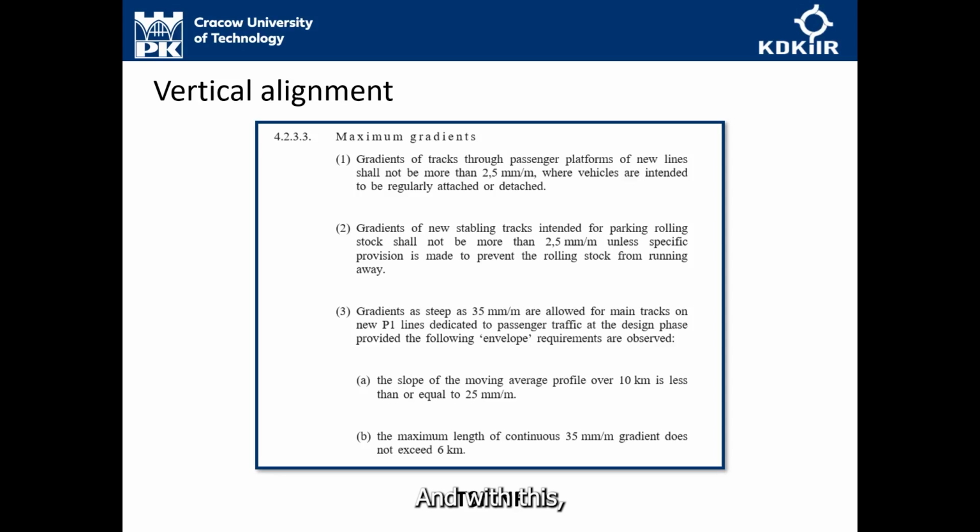And with this assumption, we have also two additional conditions. First one, that the average gradient along the entire length of 10 kilometers will not be greater than or equal to 25 millimeters per meter. And second one, that the maximum length of a constant maximum gradient of 35 millimeters per meter will not be longer than 6 kilometers. And these assumptions you can adopt in your projects.